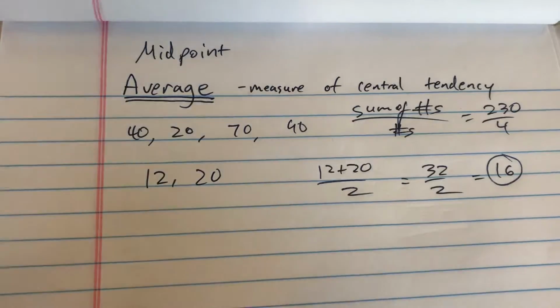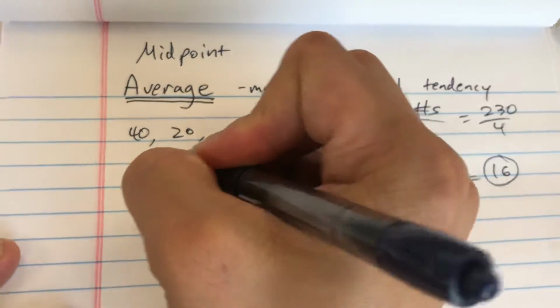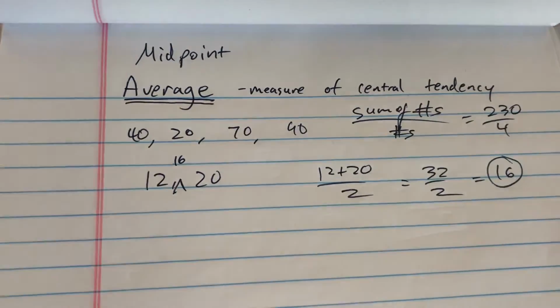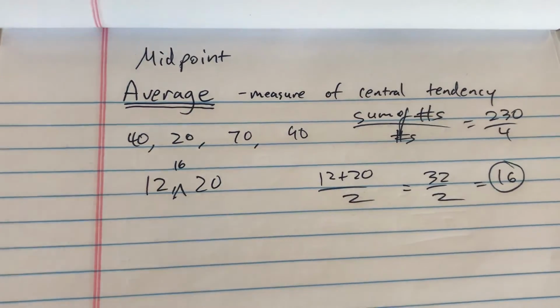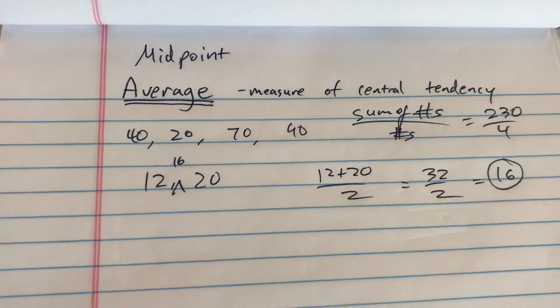It's equidistant, right? So if I put 16 here, the distance from 12 to 16 is 4, and it's the same distance as from 16 to 20, which is 4. Great. So that's average, okay?